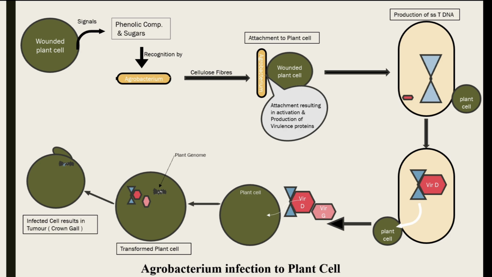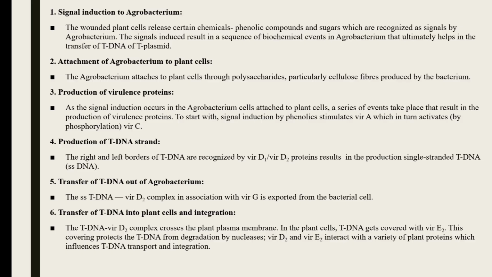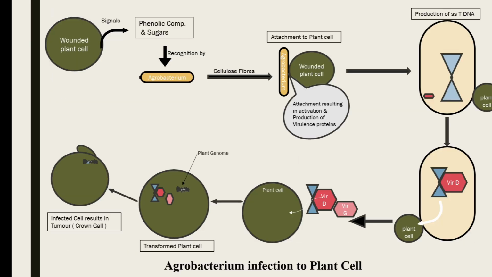Transfer of tDNA into plant cells and integration. The tDNA-VirD2 complex crosses the plant plasma membrane. In the plant cells, tDNA gets covered with VirE2. This covering protects the tDNA from degradation by nucleases. VirD2 and VirE2 interact with a variety of plant proteins which influences tDNA transport and integration.